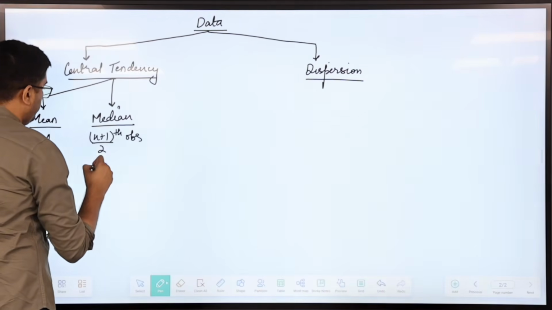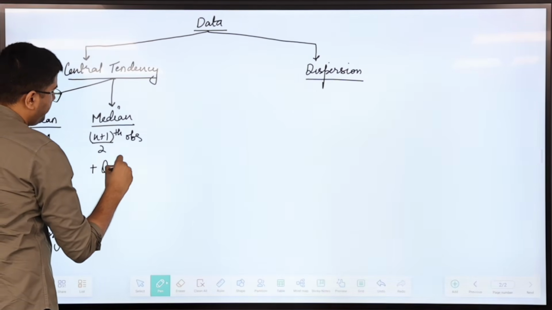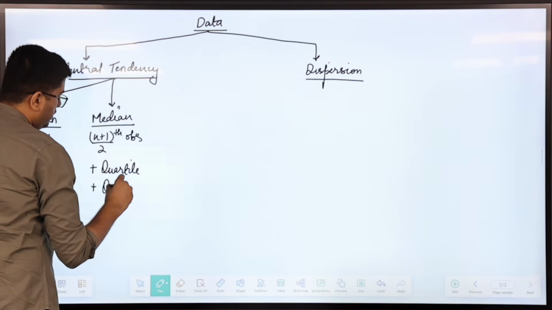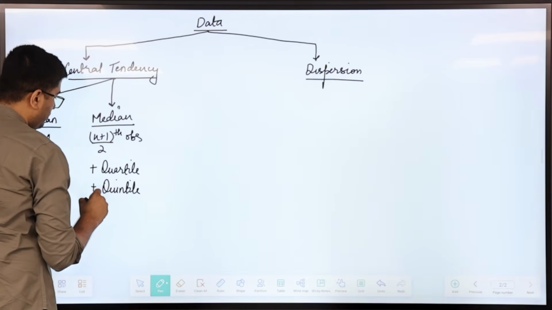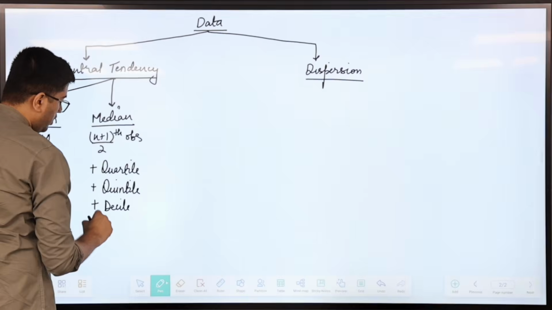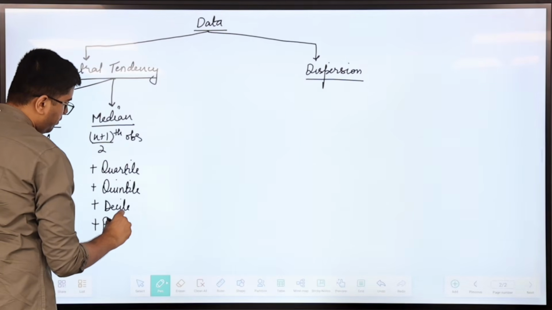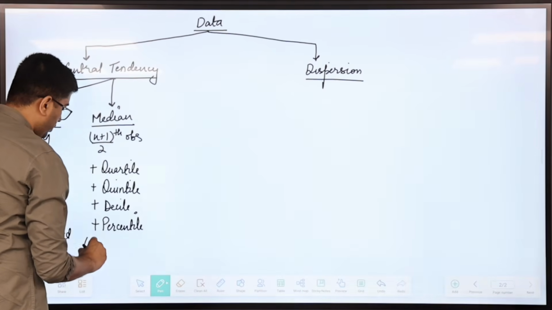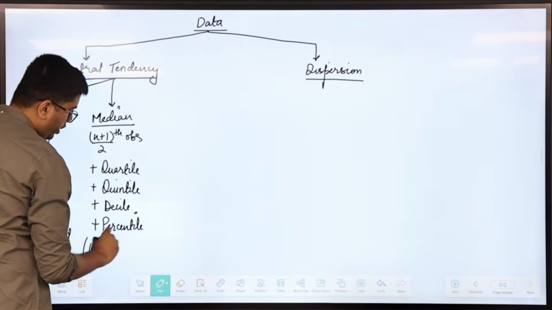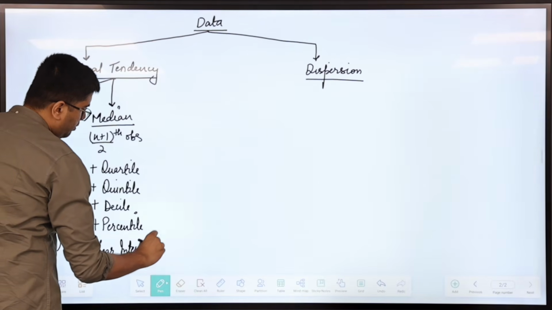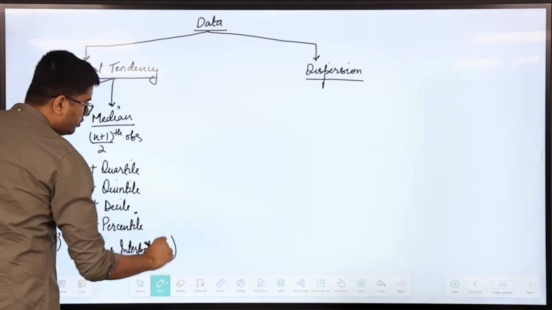So we did this. We covered quartile, quintile, decile, and percentile. Along with this, we also covered a method known as linear interpolation. This method can be tested anywhere in your syllabus.